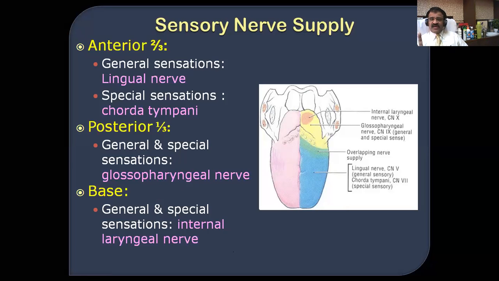So altogether for taste sensation, we have three nerves: the seventh cranial nerve via chorda tympani, the branch of the glossopharyngeal nerve, and the branch of the vagus nerve called the internal laryngeal nerve. And for general sensation, we again have three nerves. First is the fifth cranial nerve through its lingual branch, then the glossopharyngeal nerve, and the vagus nerve is also general sensory. So this is about the sensory nerve supply of the tongue.